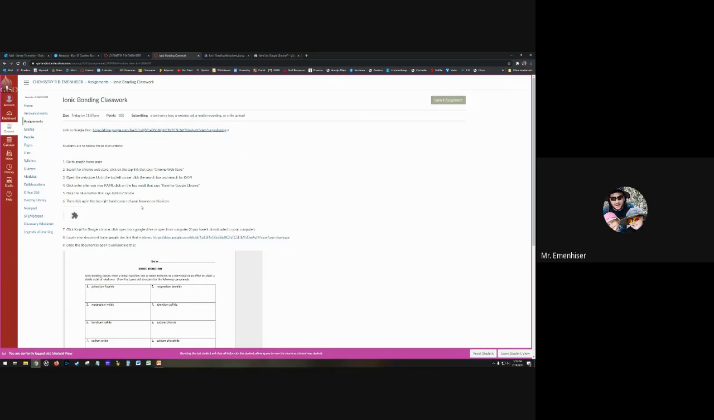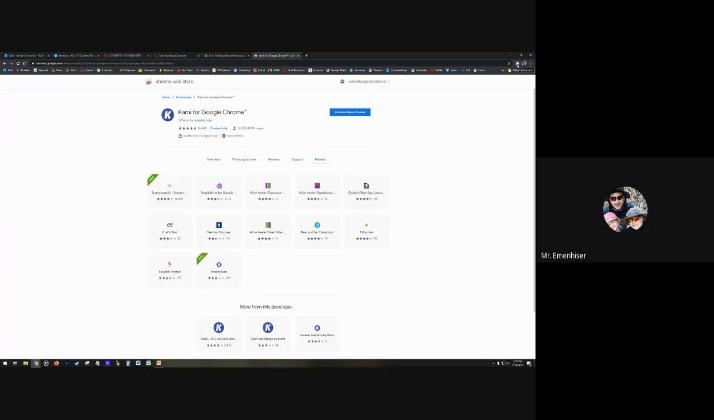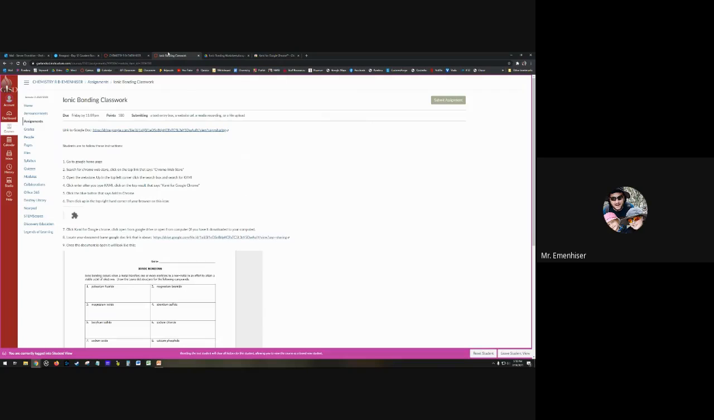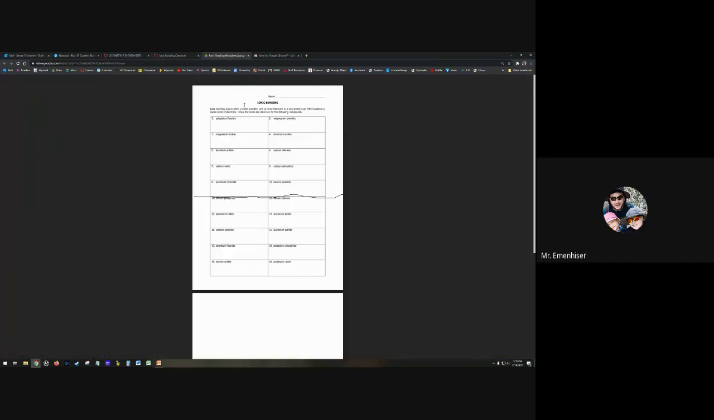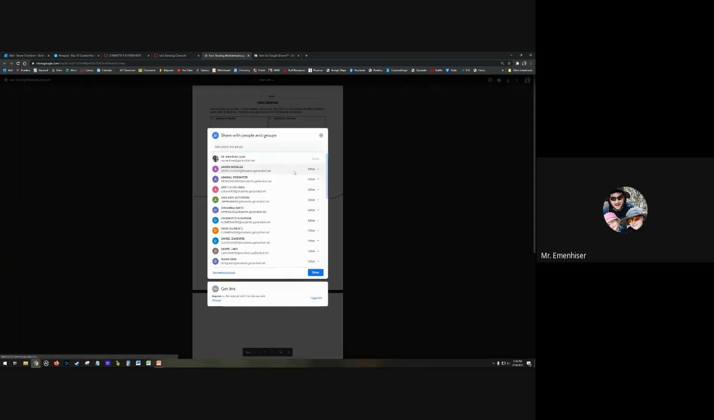Now we're going to click on this icon up here. This is the one it's talking about. Click Cami for Google Chrome. So what we're going to do is open this document. I think it should make a copy of it. Can we make a copy of it? No, we don't want to share.